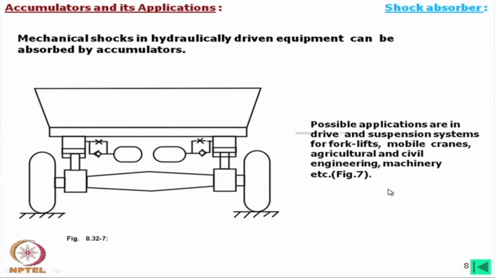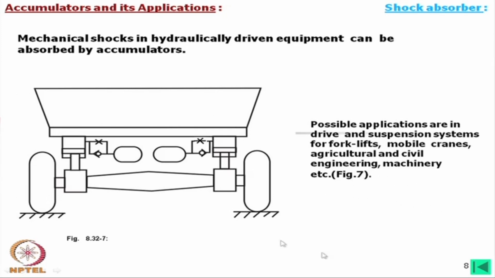So, it acts as, you can say, a hydraulic spring sort of thing also. Instead of a mechanical spring, or along with a mechanical spring, an accumulator and a damper will give better vibration reduction than without an accumulator. Typical applications are forklift trucks, mobile cranes, agriculture, civil engineering machinery, etc.